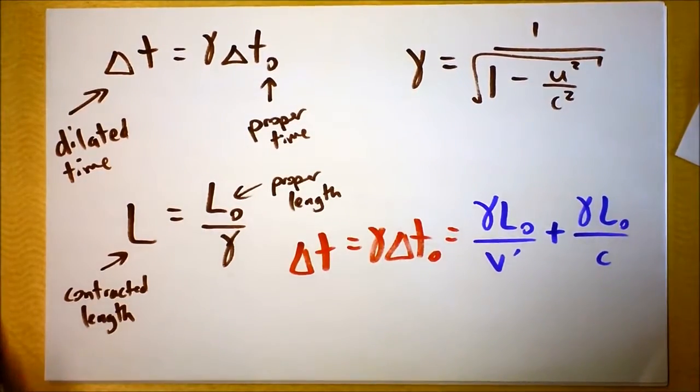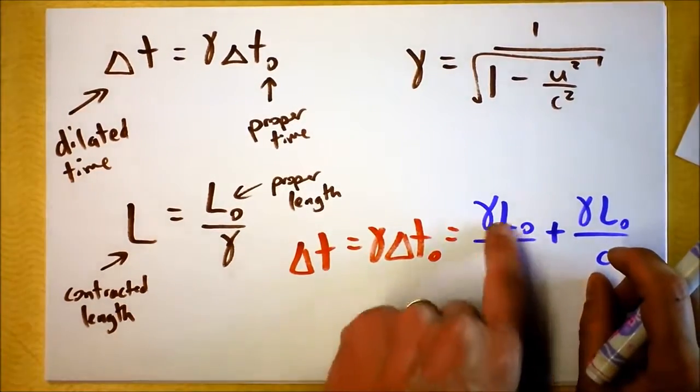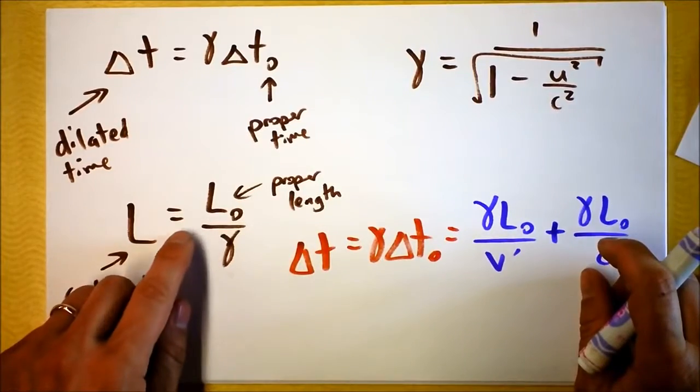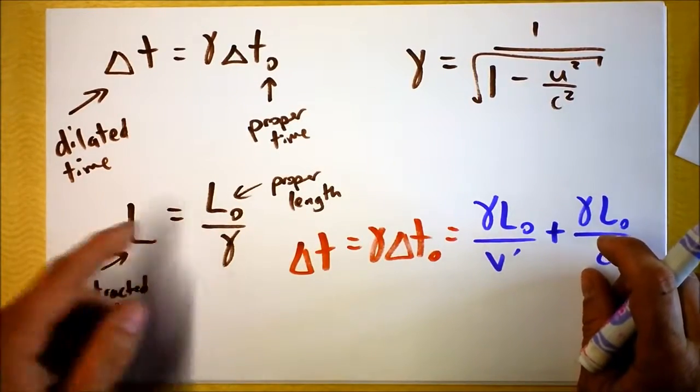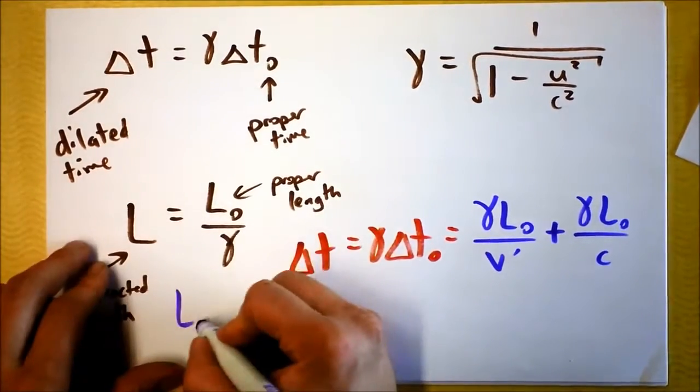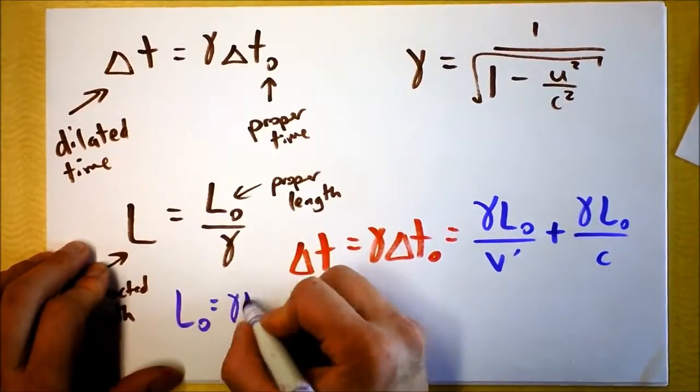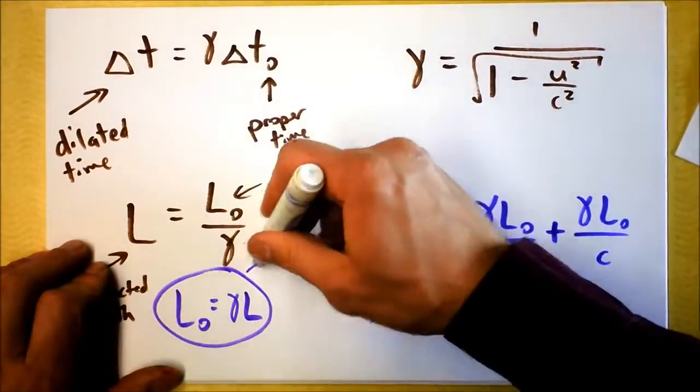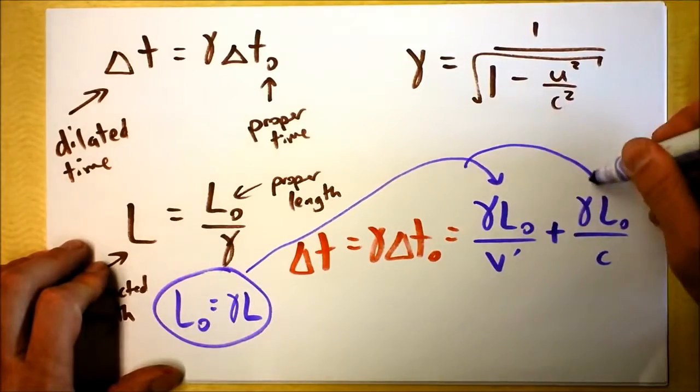Check it. Seriously, it really is. But this stuff right here is reminiscent of what's going on over here, right? What if I solve this equation for L naught? I know that L naught is gamma times L. I could take that and plug it in right there and right there.